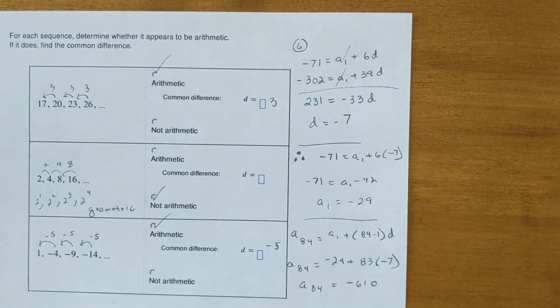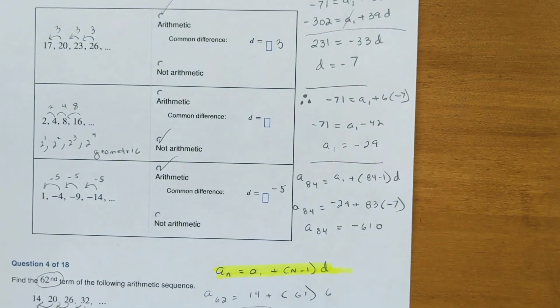Wow, you'd think we're done, but we're not. They want to know what the 84th term is. So now we've got to keep going. What is the 84th term? Well, that would equal a of 1 plus n minus 1 times d. It's the 84th term, so 84 minus 1. We got d, we got a of 1.